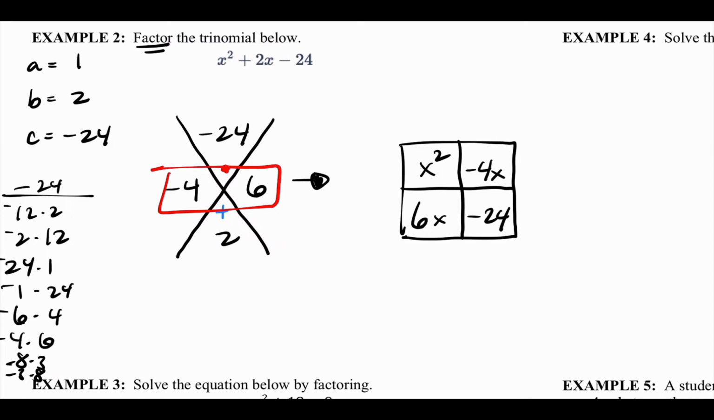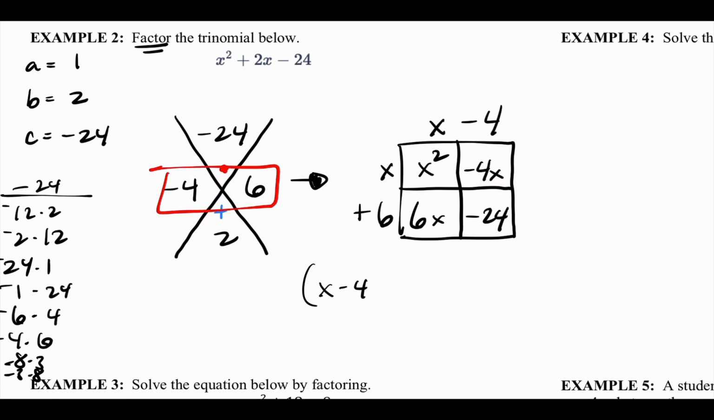Reverse multiplication. What times what makes x squared? X times itself, right? X times what makes negative 4x? Well, I already have the x, so I'm just missing the minus 4. X times what makes 6x? Well, I already have the x, I'm just missing the positive 6. I know I did it right because negative 4 times positive 6 make negative 24. So the factored version would look like this.